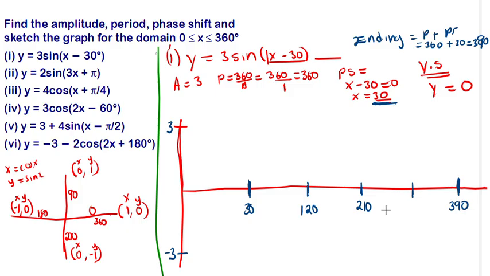Then I also do the same thing: 210 plus 360. The answer is 570 divided by 2, which is 300. Is it okay? Then after that, I'll check the difference between 120 and 30, 120 minus 30. The difference there is 90.